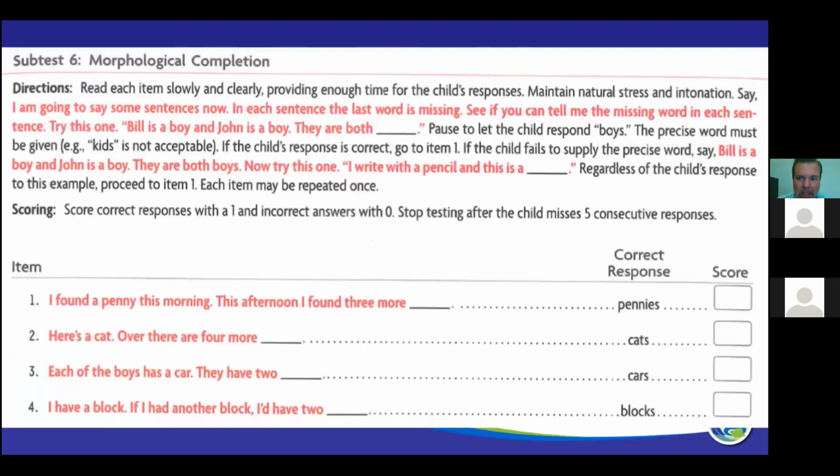So that's why we see on tests like the TOLD, again, this is what I had at home, we see tests like this. I found a penny this morning. This afternoon, I found 3 more pennies. That's my best student impersonation. I have a block. If I had another block, I'd have 2 blocks.